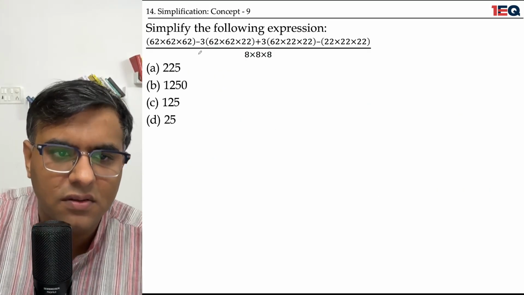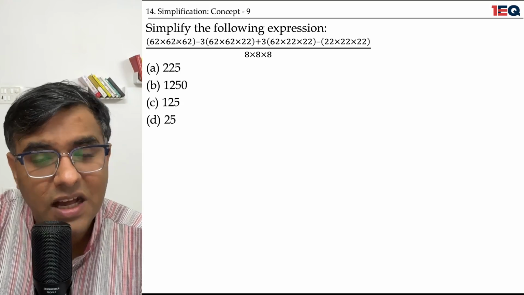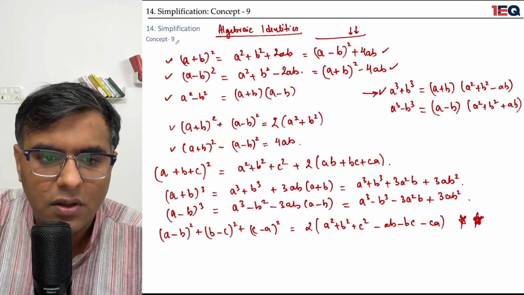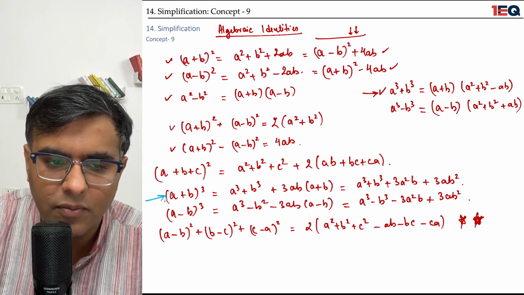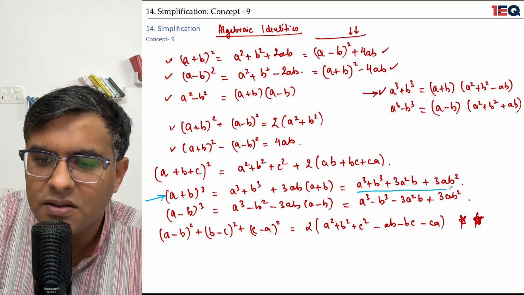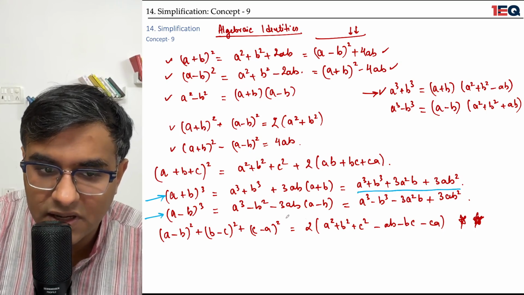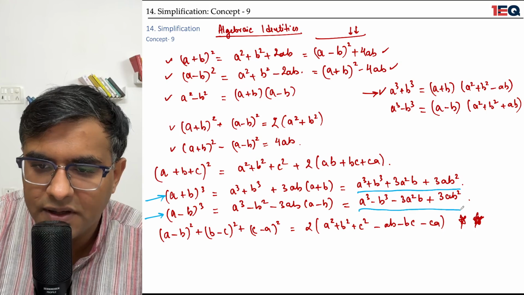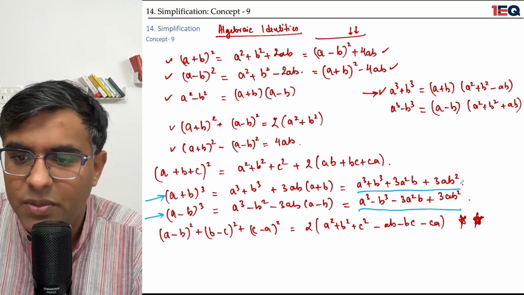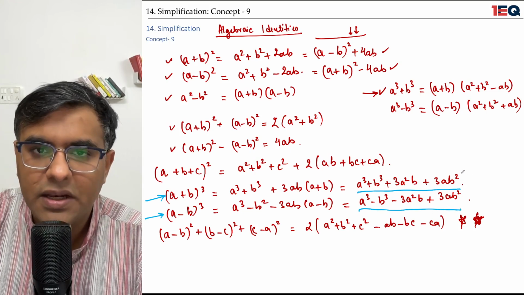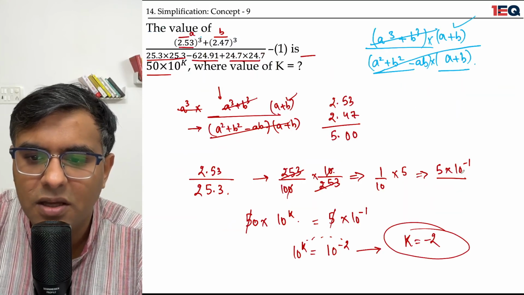Now we again have a very similar question. The identity we'd be using over here is, I'll be taking you back to the identities. The identity we would be using over here is this long identity, and it has been expanded in this form. Please just reiterate, relearn and revise this identity. A plus b whole cube is equal to a cube plus b cube plus 3a square b plus 3ab square. Similarly a minus b whole cube is equal to a cube minus b cube minus 3a square b plus 3ab square.